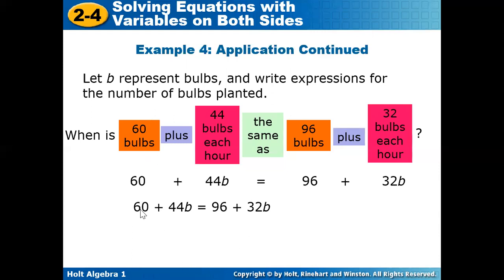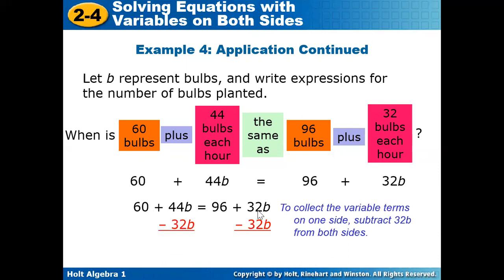Because we got our 60 bulbs that he's already planted, plus he's planting 44b per hour, right? And she has planted 96 bulbs, but she's only planting 32 bulbs per hour. So when will these be equal? Now we just solve it, right? We will collect our terms. 32b minus 32b is 0. 44b minus 32b is 12b. 60 plus 12b is equal to 96.